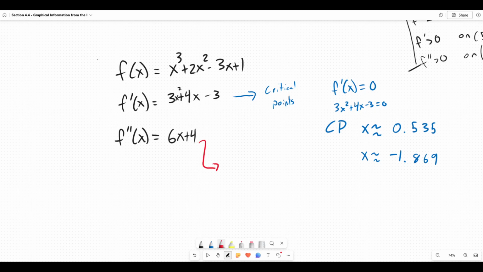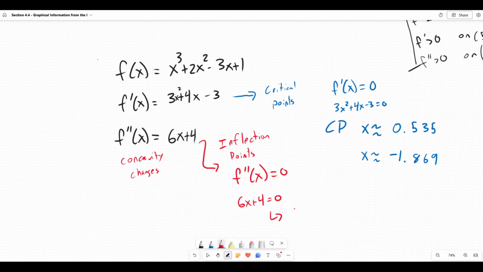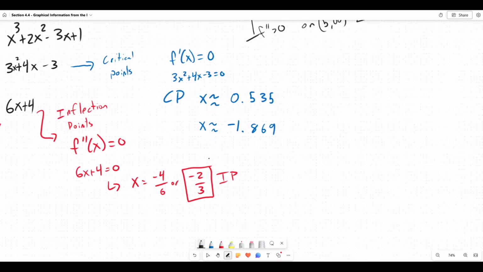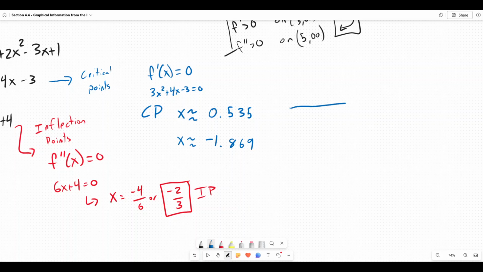Now, what about the second derivative? We can find what we sometimes refer to as inflection points, which is the same concept: f double prime of x, set it equal to 0. This is where the concavity changes. So 6x plus 4 equals 0. Solving that, I think x equals negative 4 over 6, or negative 2/3. That is an inflection point. Okay, so what do I do with this information? With the critical points, I'm going to do a number line.